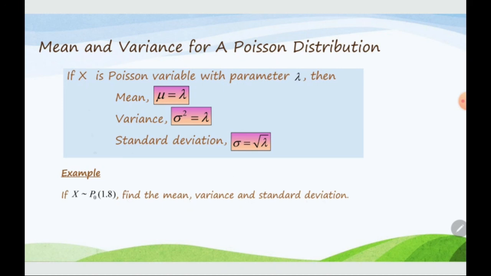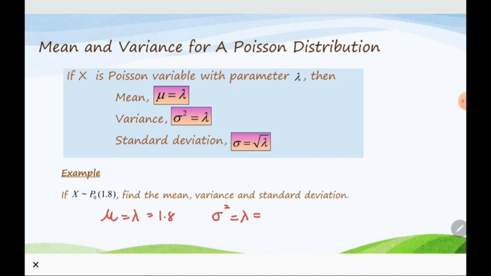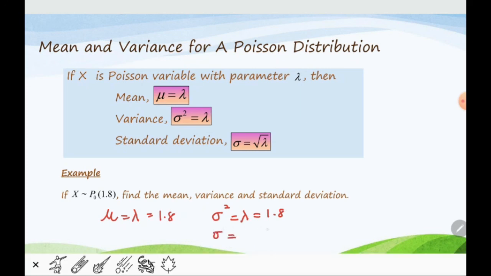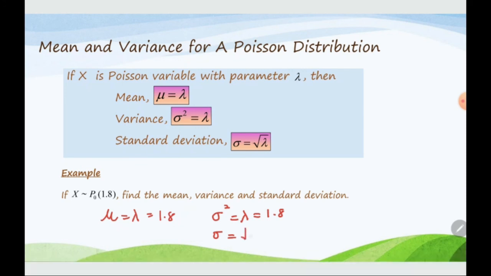As we know, the mean is equal to lambda, which is equal to 1.8, and the variance equals lambda, which is equal to 1.8, and the standard deviation, we just take the square root of 1.8. So by using your calculator, you will get 1.3416. Take until 4 decimal places.